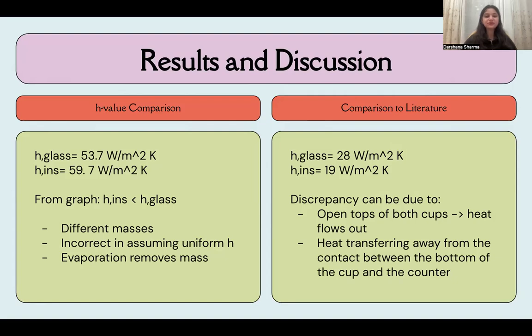So when I compare to literature, I see that my calculated H values are a lot higher than the literature H values found in the textbook. And this discrepancy can be due to the open tops of both cups, so heat is flowing out, and heat is also transferring away because of the contact between the bottom of the cup and the counter. And it makes sense that my values are higher because my experiment and my system is less secure. So heat is being transferred away quicker as opposed to being retained in the system, which is why my values are a lot higher.